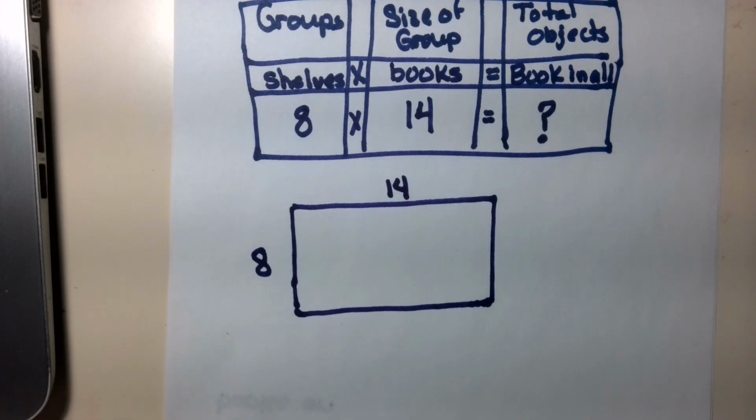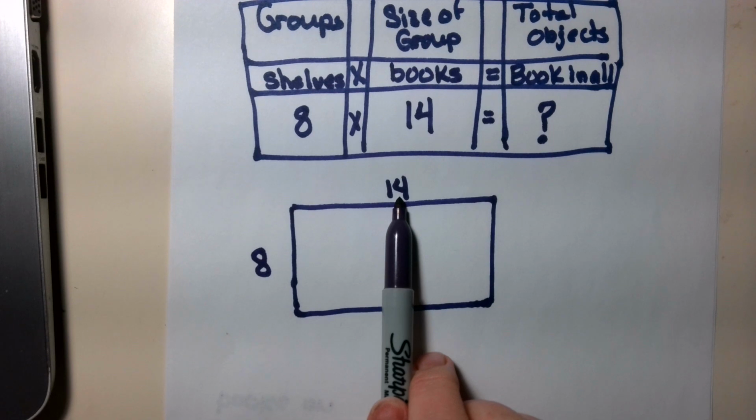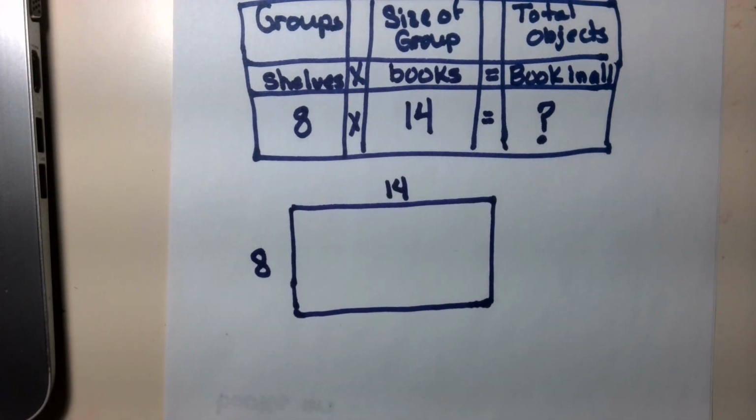I don't know 8 by 14 offhand, but I know that we could probably decompose or break apart one of those numbers and figure out how to solve it. So I'm looking at the 8. I could break the 8 into 4 and 4, but I'm not really sure of 4 times 14 at this point. I've got an idea. If I know 8 times 7, I can break the 14 up into 7 and 7.